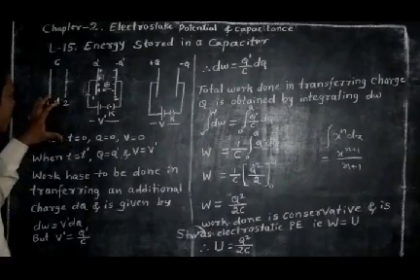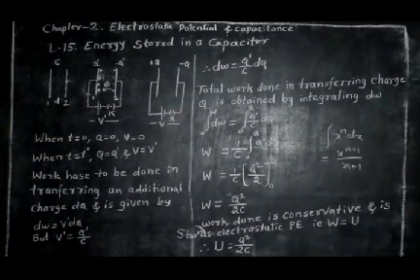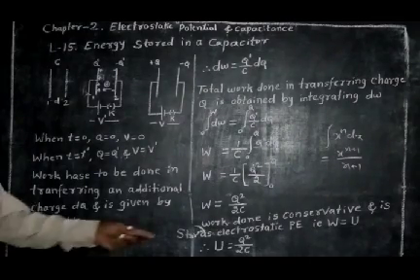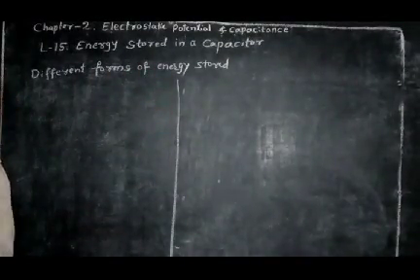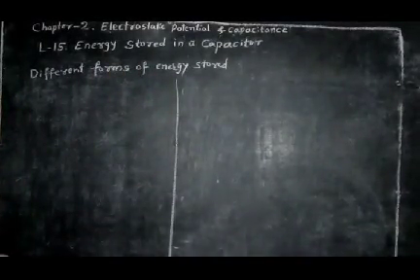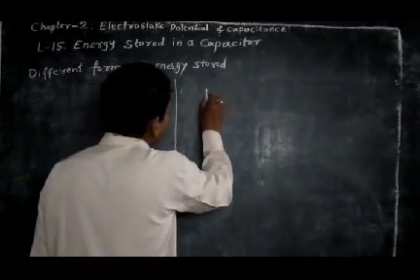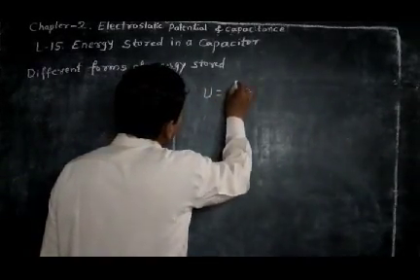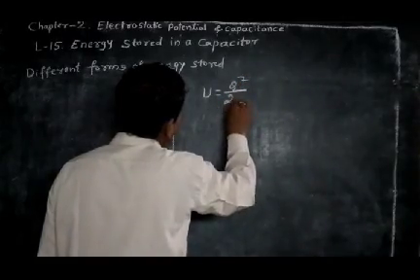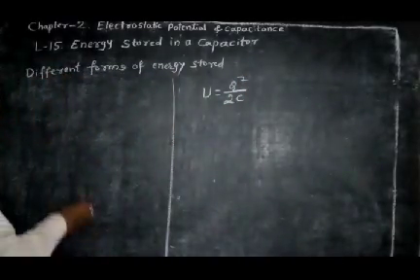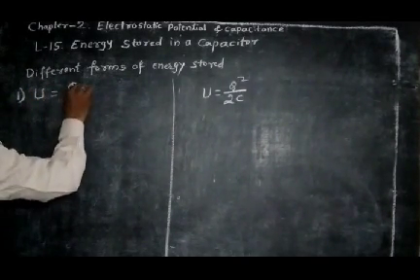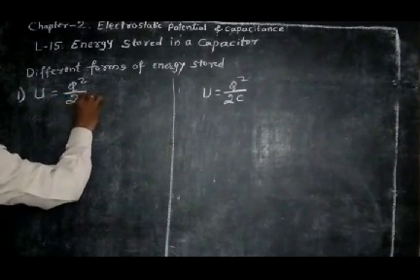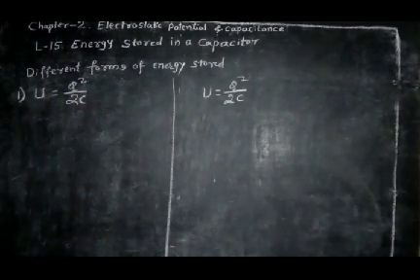Clear? And now we shall discuss the different forms of energy stored in a capacitor. We have derived energy stored in a capacitor, U equal to Q square upon 2C. Therefore, first form is U equal to Q square upon 2C, or half Q square by C.